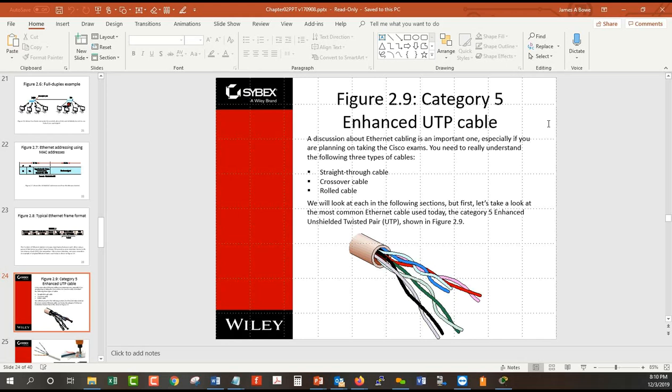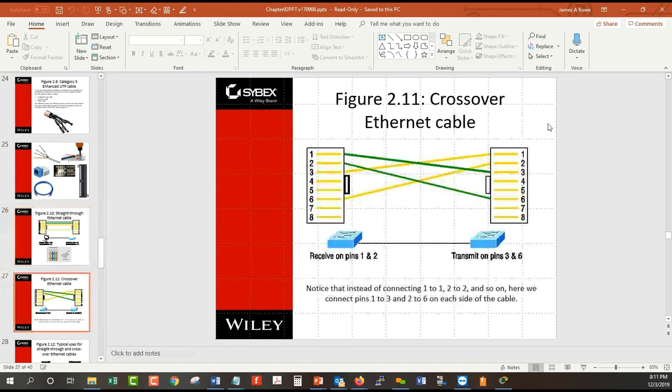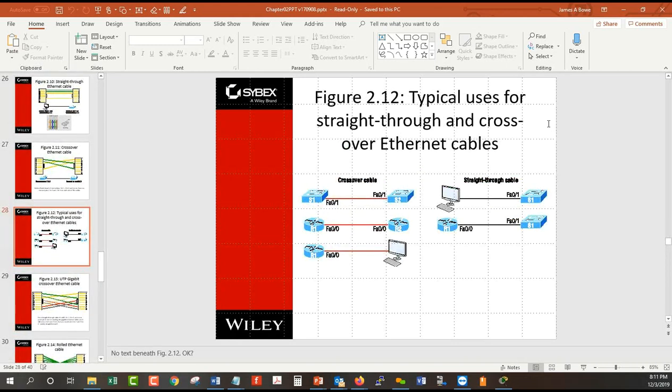Know your different types of cables. Also, your straight through, your crossover, and your rollover. Those are pretty simple, and that's a lot of review. We had that in 143, so most of you should be in pretty good shape there. This is a typical crossover cable. And then these are the typical cables that we use.